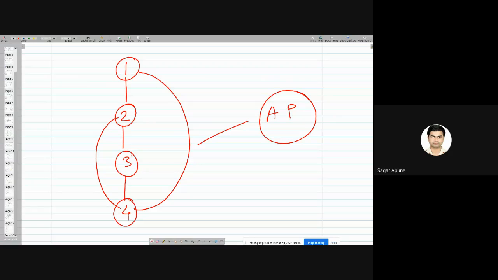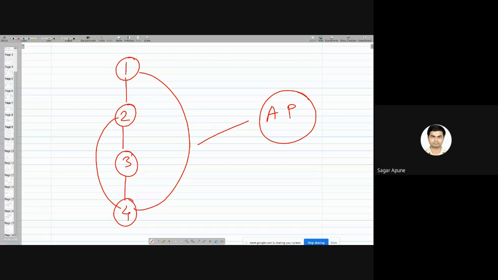Look, whichever node you remove, the graph is connected. If I remove 2, 1, 4, 3 are connected. If I remove 1, 2, 3, 4 are connected. If I remove 4, 1, 2, 3 have connections. So it has no articulation point. Even if I remove 4, 1, 2, 3 are still connected, the graph stays the same. So this type of graph has no articulation point.